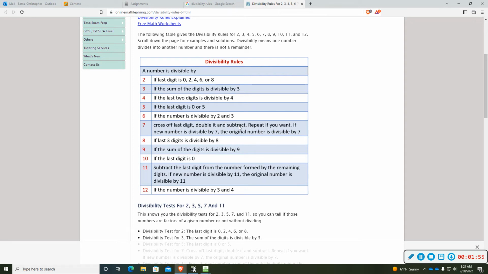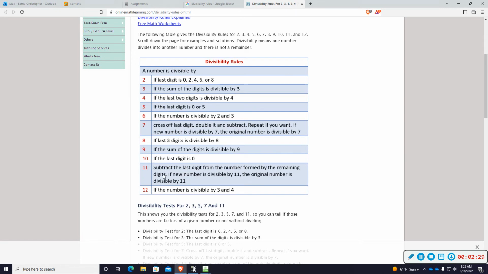This is something new that I learned within the last couple years, but it's really neat to show if something is divisible by 7. It says cross off the last digit, double it and then subtract it, and then repeat if we want and continue, to say if it's divisible by 7. If the last three digits are divisible by 8, then it's divisible by 8. The sum of the digits divisible by 9, so it's the same rule as 3, but for 9. If it ends in a 0, divisible by 10.